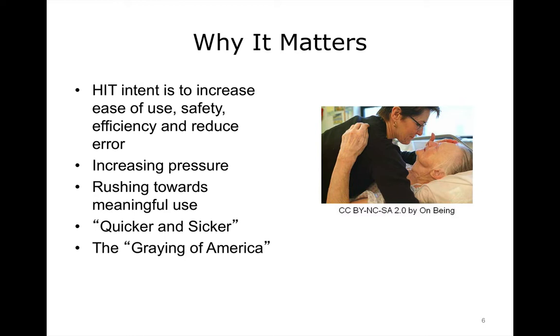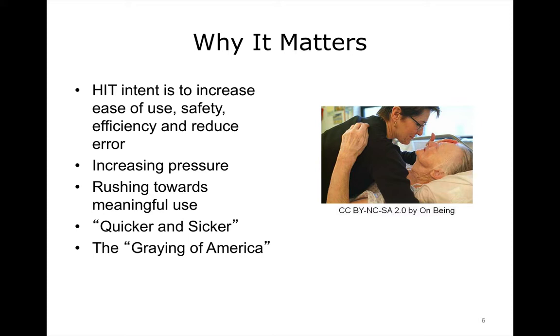As the patient acuity in hospitals continues to rise, something we call the quicker and sicker phenomenon, there is a pressing need for usable systems that support efficient workflow. Shorter lengths of stay and complex patient presentations require very focused attention. There is no room for distracting systems that require additional cognition to figure out.